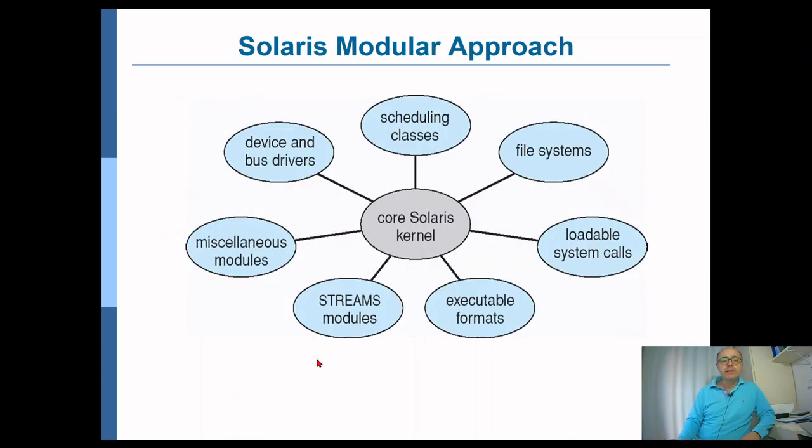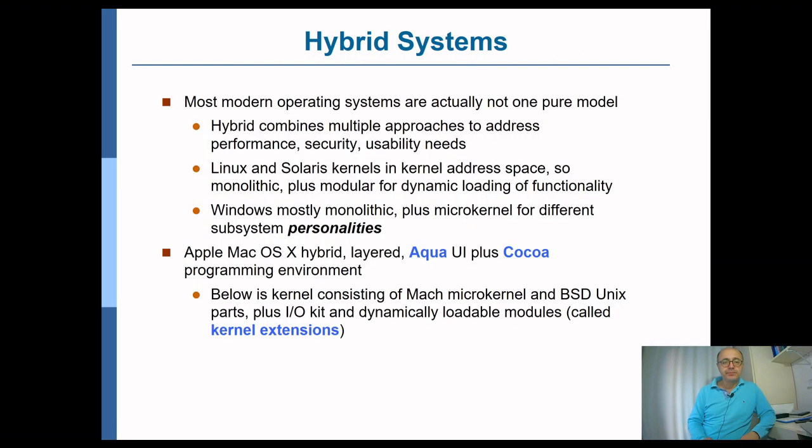So the design for Solaris was you have a core Solaris kernel, and all the others were actually separate modules, some of them always used, some of them loaded when necessary. Well, in reality, if you look at the modern systems, you will see that what we have discussed is not like you either use this or that, but typically we have hybrid systems. That means you make use of multiple of these approaches to achieve better performance, security, and usability.